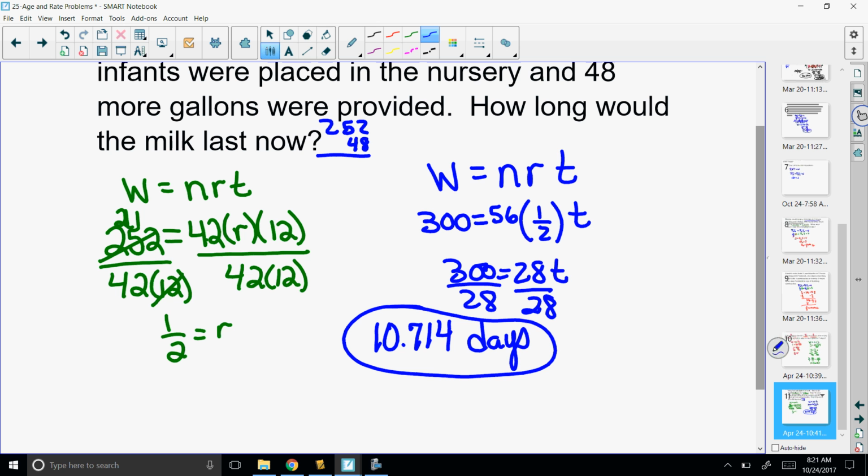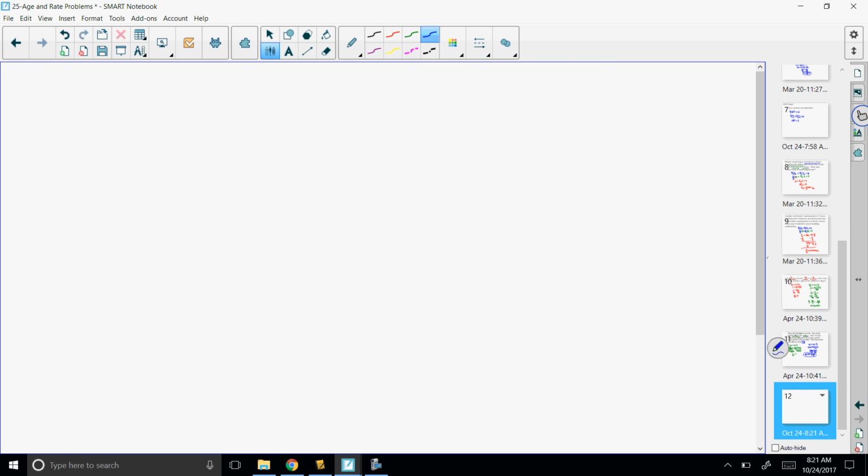Now, once again, you could take 0.714 days and do a unit conversion, 24 hours in a day, to figure out how many hours that is if you want. But it's 10 and about 3/4 of a day. Okay with that? A little bit different because your work actually involves something besides labor. It was your milk, the gallons of milk.